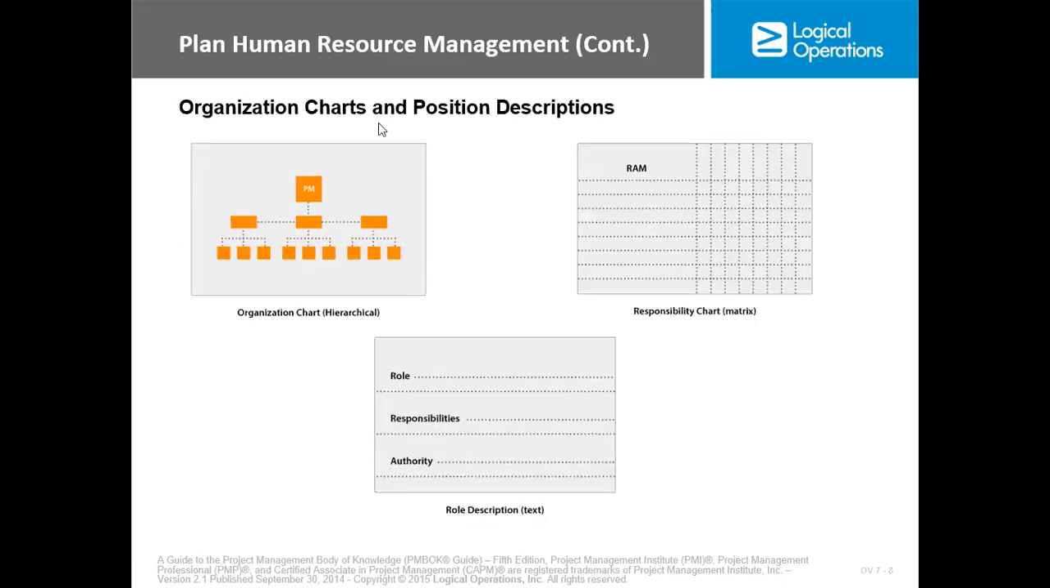Now, these are the organizational chart and position description. This is the project manager. He has the team leaders. Then we have the team members down here. This is an organizational chart showing the hierarchy of the project team. Now we have the role description. For this person, we have his role, his responsibility, and his authority level. Now we have the RAM, the responsibility assignment matrix. Here you have things and people that are responsible for them.